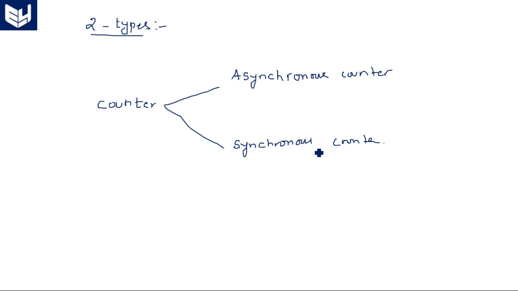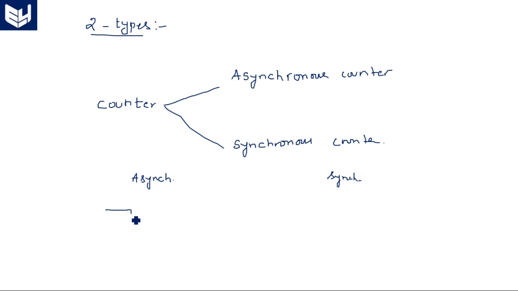Asynchronous means we are not giving a single clock pulse to all the flip-flops. Suppose, just by the name I am explaining, I have detailed differences. I will explain them. Before that, I am having an asynchronous counter, and here I am having a synchronous counter.